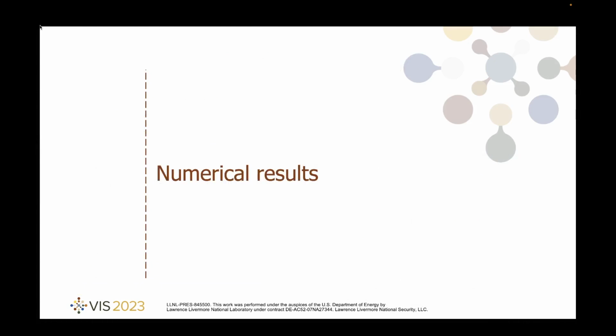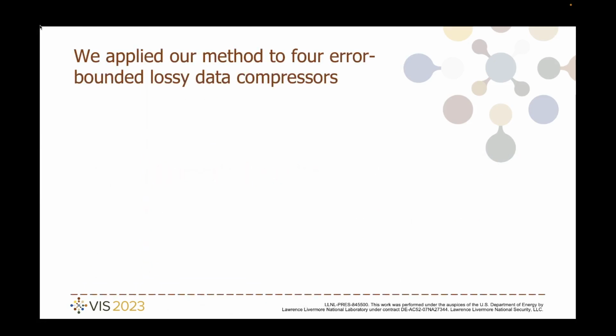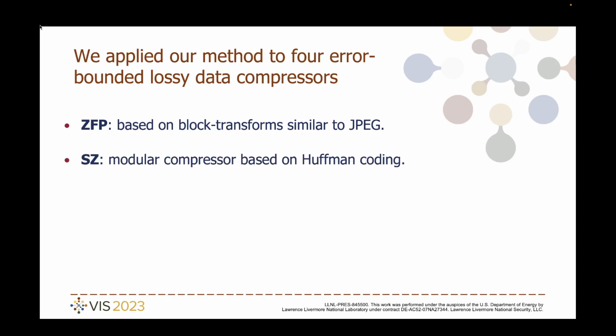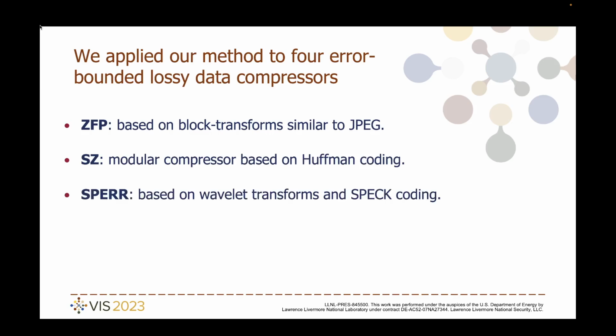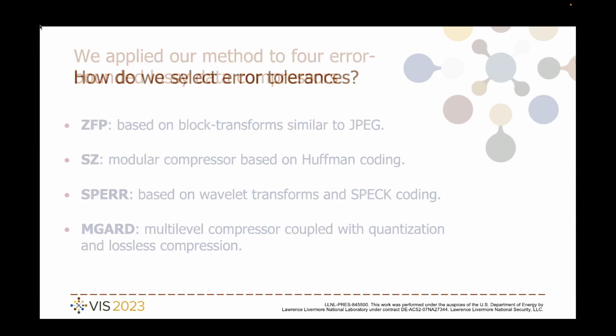Now let's look at numerical results. We tested our framework with 4 well-established lossy data compressors. The first, ZFP, is based on block transforms as in JPEG. Next, SZ is a modular compressor based on Huffman coding. SPERR is based on wavelet transforms, and lastly, MGARD is a multi-level compressor.